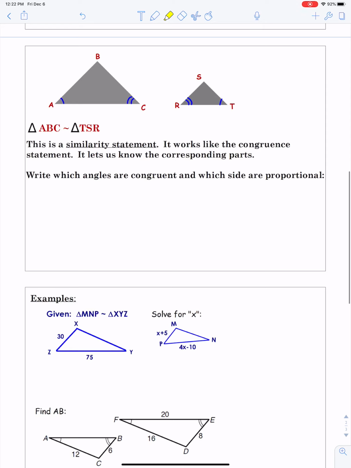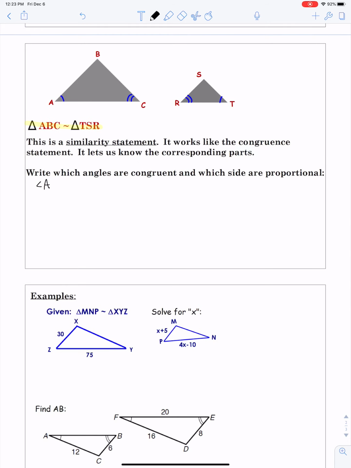So we're going to look at our two triangles here. We are given that they are similar in our statement here. And it is a similarity statement. It's just like a congruent statement. It's letting us know what is corresponding. So we're going to write which angles are congruent and which sides are proportional. So angle A is going to be congruent to angle T, which is shown in our picture using one arc. Angle B is congruent to angle S, and angle C is congruent to angle R.